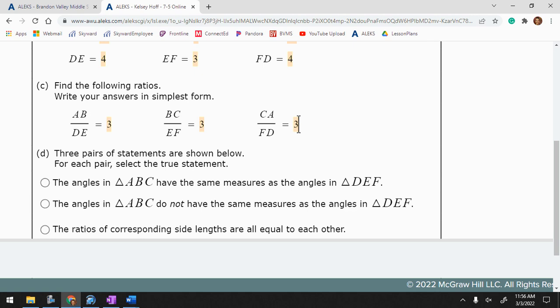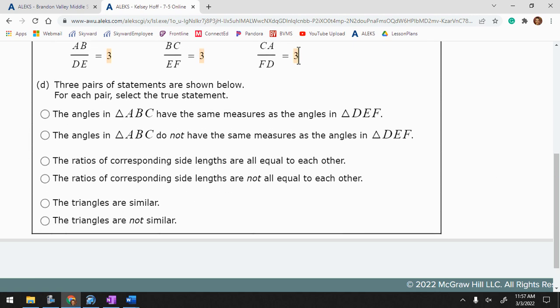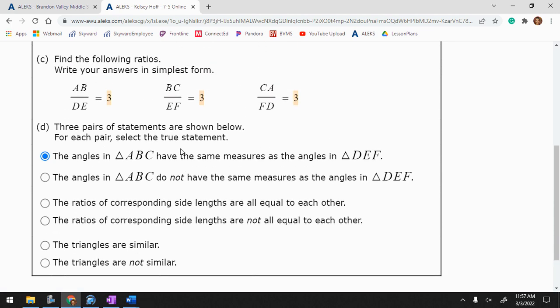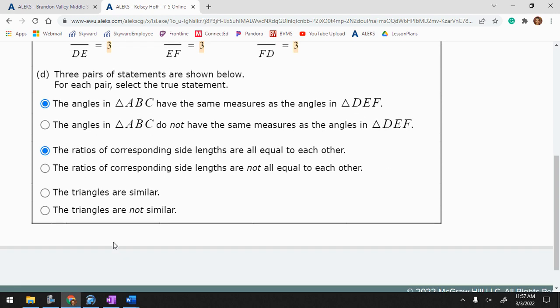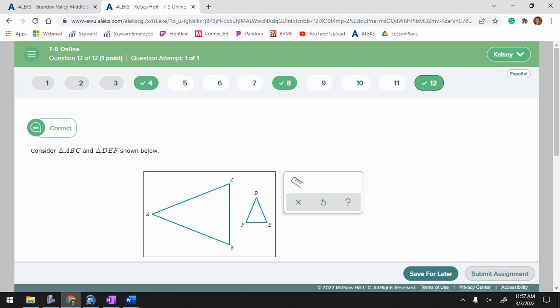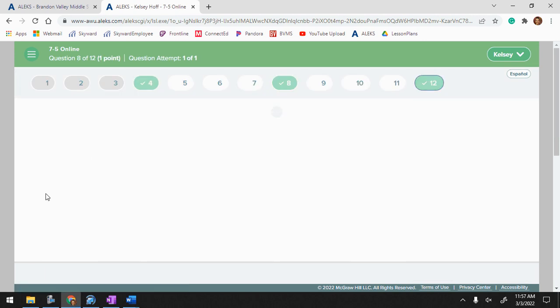Okay. For each pair of statements shown below, select the true statement. The first option says the angles in ABC have the same measure as DEF, or they do not. They do. They were all the same? Mhm. Okay. The second pair, the ratios of corresponding side lengths are equal or they are not equal. Right here, these ratios, yeah, they are. The last question, the triangles are similar, the triangles are not similar. They are similar. And then we click that check button and we're good to go. Most likely we're not going to have a lot of work on that one.